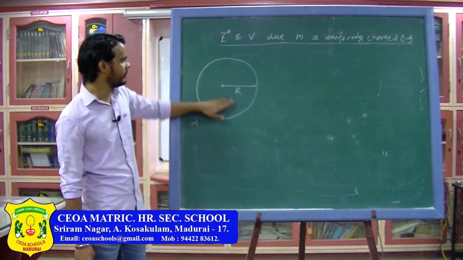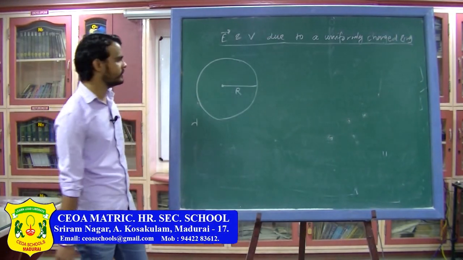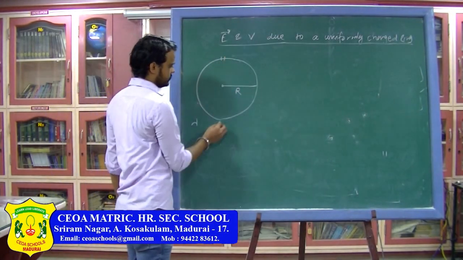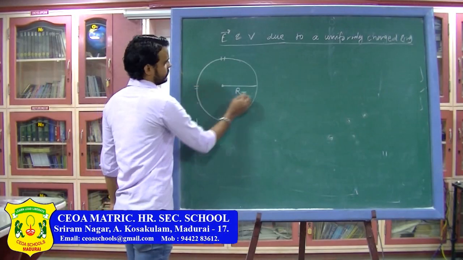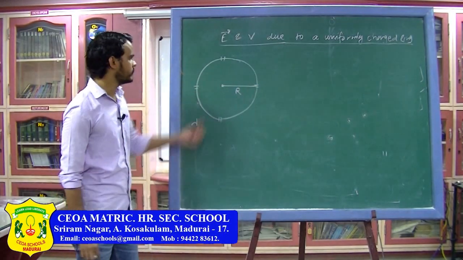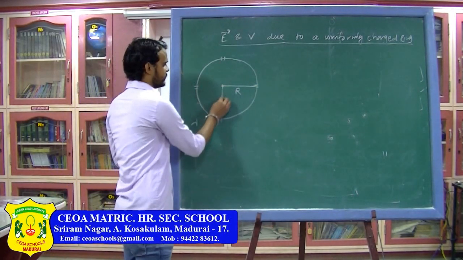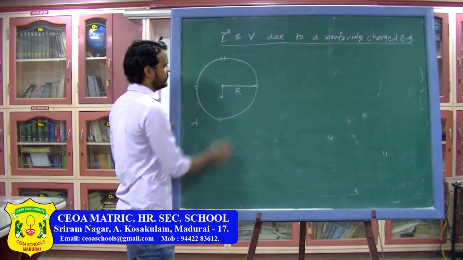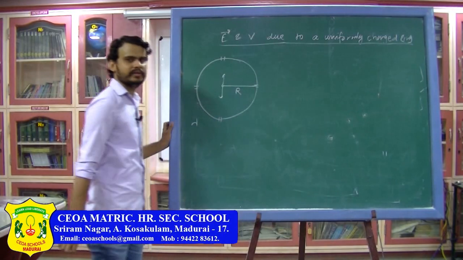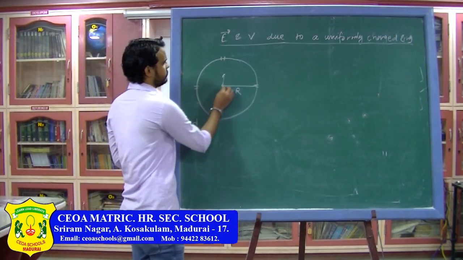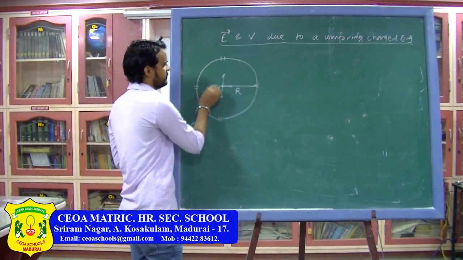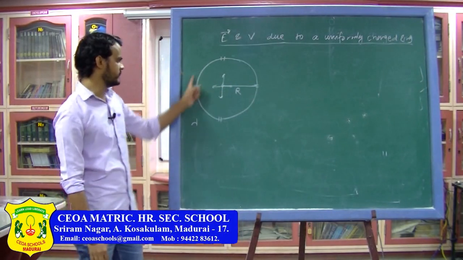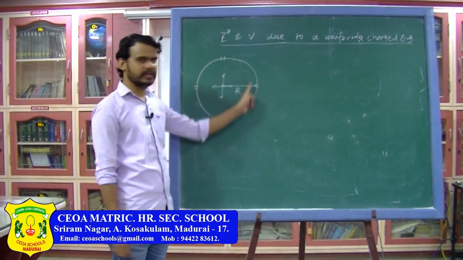So to find the electric field at the center of the ring, I can divide the ring into very small elements. Due to this element, the direction of electric field will be in the downward direction, and due to this element, the direction of electric field will be in the upward direction. Similarly, due to this one it will be in this direction, and due to this one it will be in this direction. So as you can see, this point is symmetric around this charge distribution.